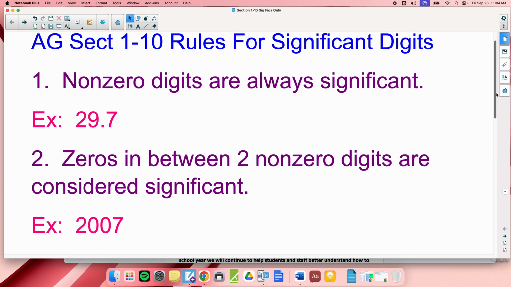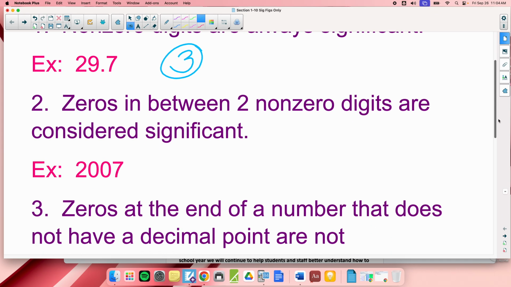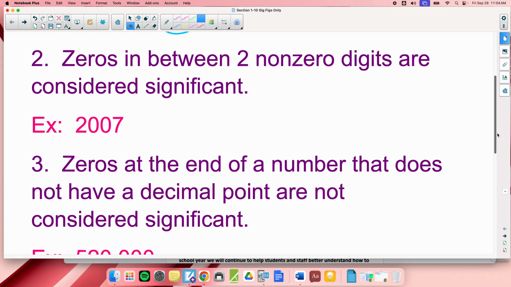The very first rule, and it's the easiest rule, is that every single number in a measurement that is not zero is significant, okay? So you don't even have to debate. If I looked at 29.7, none of them are zero, so this would have 3 sig figs, or significant digits, however you want to say that. Any numbers that are not zero are significant. So the rest of the rules here deal with zeros, okay?